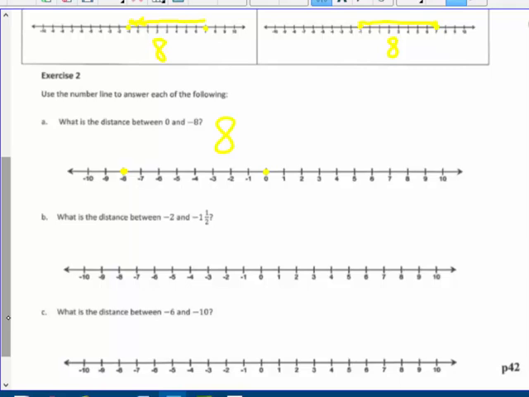What is the distance between -2 and -1 1/2? Well, that's only half of a unit, right? Half of a unit apart, so 1/2. What is the distance between -6 and -10? Well, they are 4 apart.